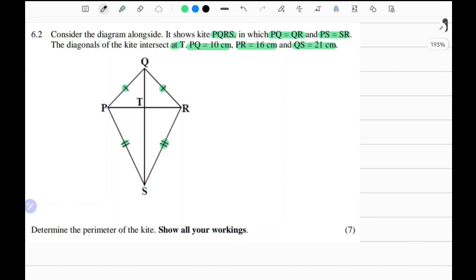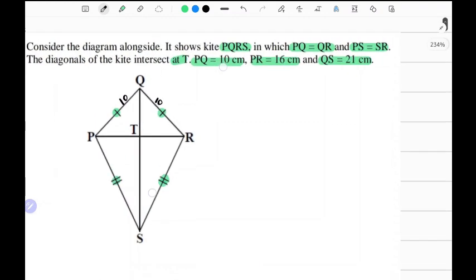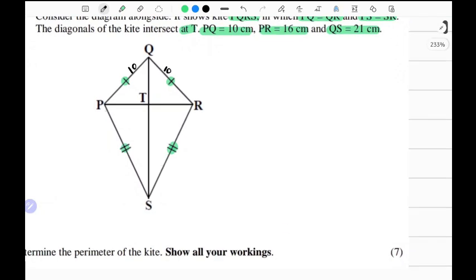So PQ is 10 centimeters. So we can just note that PQ is 10 centimeters. And then because PQ is 10 centimeters, it means QR is also 10 centimeters because adjacent sides of a kite are equal in length. Adjacent meaning sides that are next to each other, not opposite. And then PR is 16 centimeters. So this full length here, PR, from here to here is 16 centimeters.